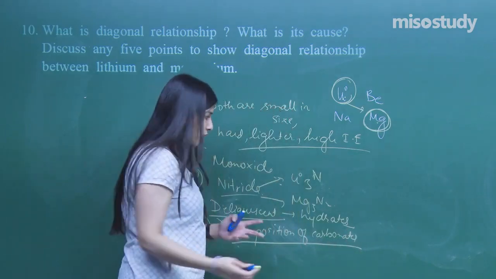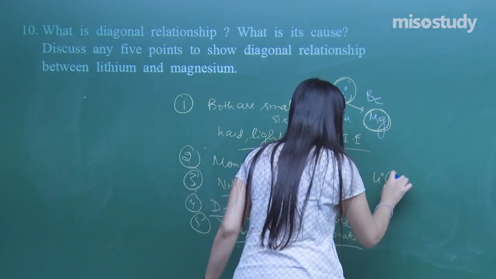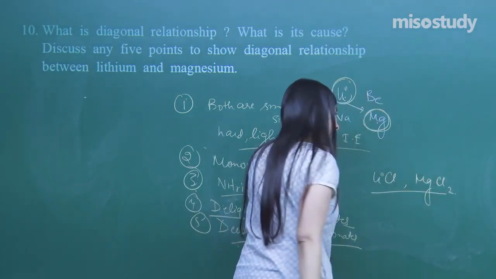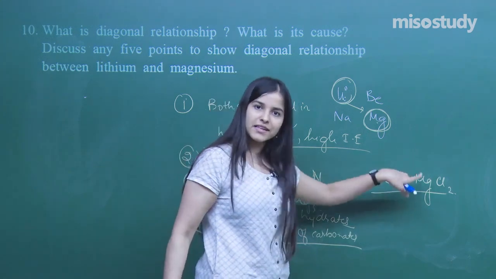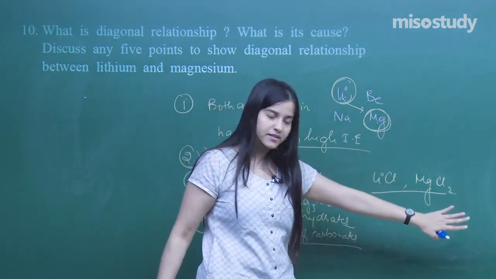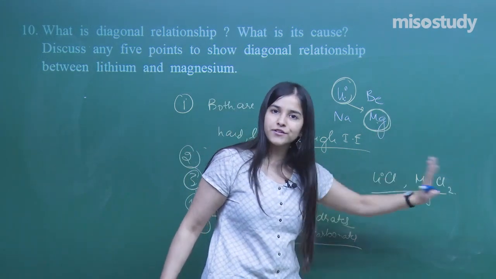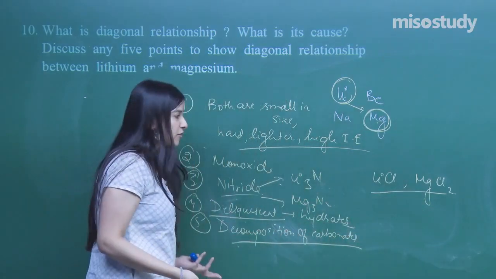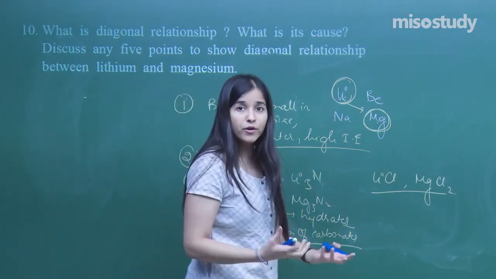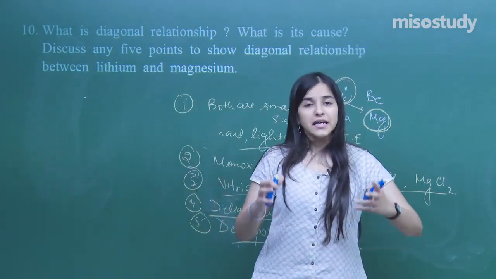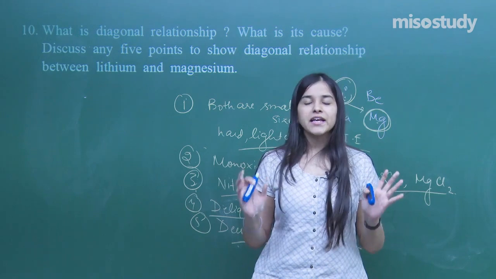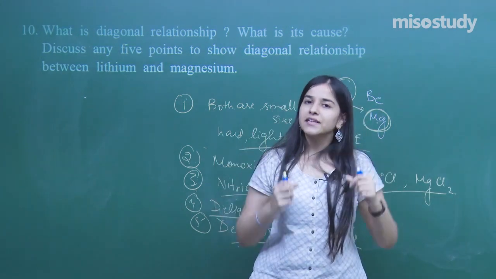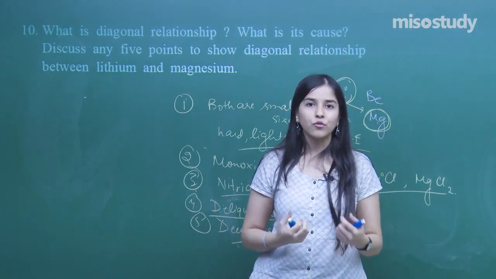What else you can write is LiCl you have got, MgCl2 you have got. Again, these can exist as hydrates. You can very well form the hydrates of them, the point that I have just told you. Clear about it? Some other points that we have discussed in detail in the session itself, you can write any one of them. But always remember to write the reactions so that you get more and more marks.